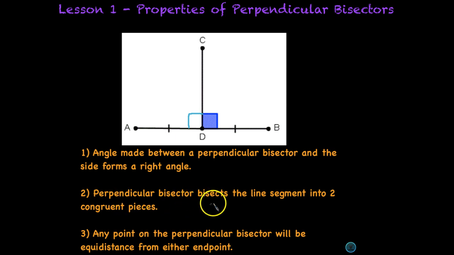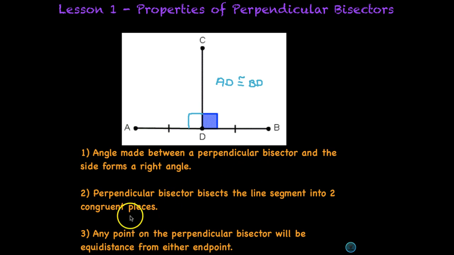Okay, number 2. A perpendicular bisector bisects the line segment into two congruent pieces. So, as its name says, it's perpendicular, therefore we have the right angles, and it's a bisector. It's bisecting AB into two congruent segments that you can see with these congruency marks. So I could write that AD is congruent to BD.